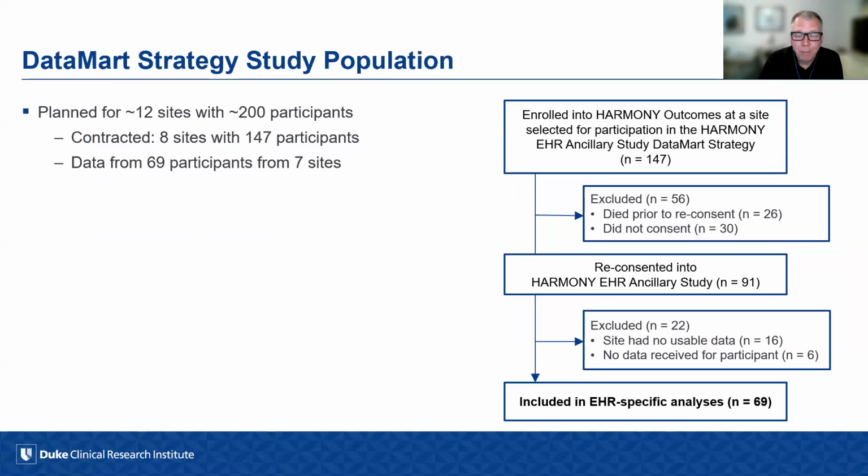So again, we planned for 12 sites and 200 participants. We ended up getting 8 sites and 147 participants, and finally got data because, again, some of those contracts kind of just didn't work out because this is difficult work. Data from 69 participants from 7 sites.